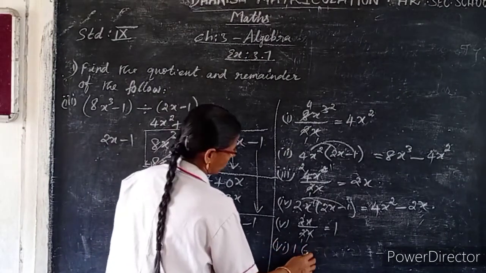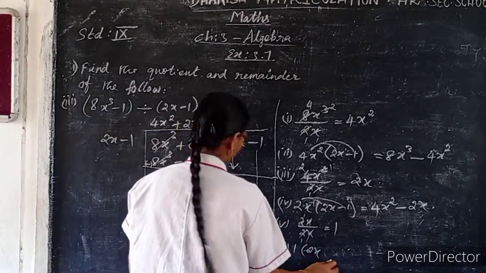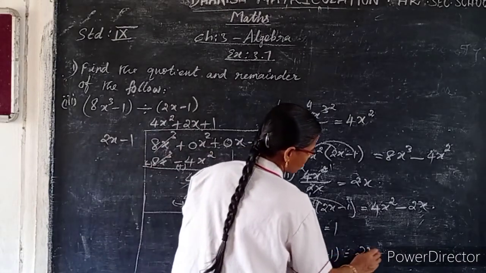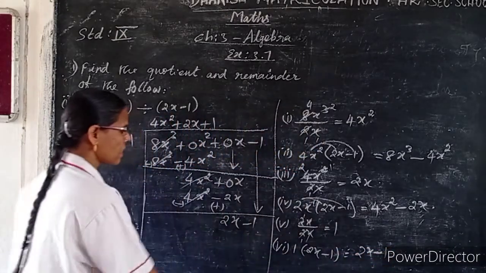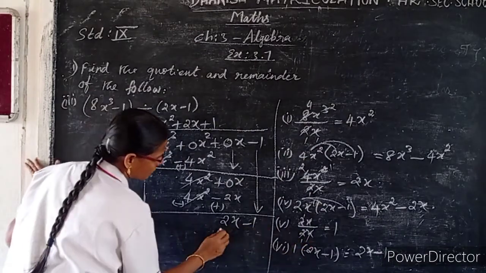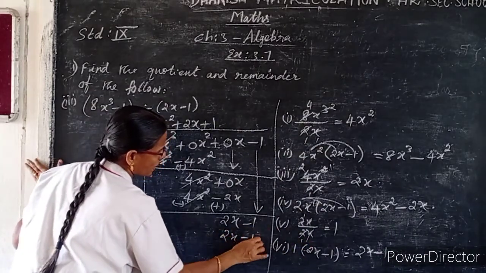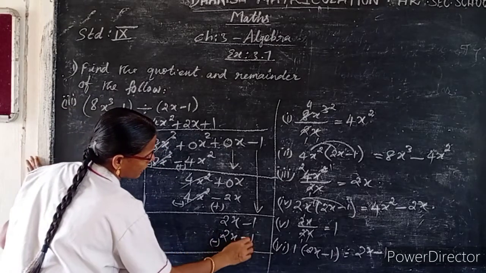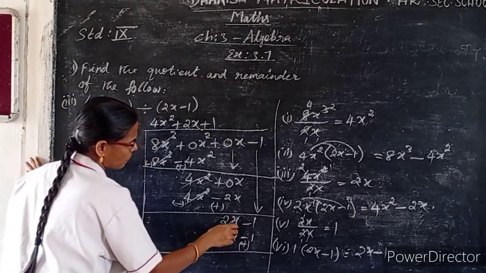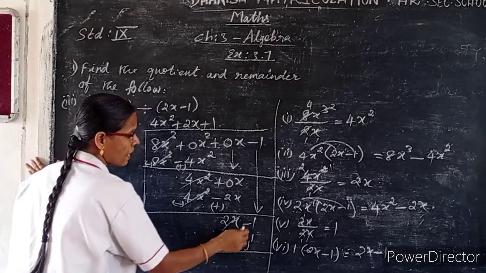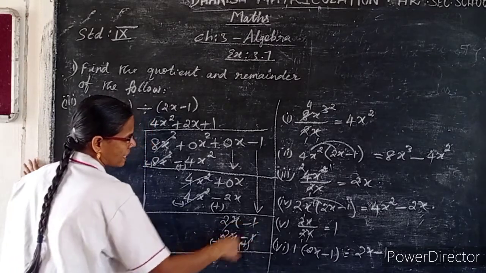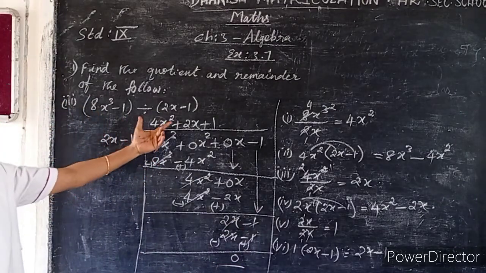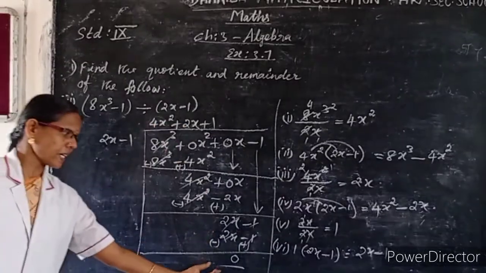1 into 2x minus 1. So 1 into anything, the same number only will come. So 2x minus 1 is the answer. Write the two terms here: 2x minus 1. Now change the sign. Here plus, so minus means plus. Now 2x minus 2x get cancelled. Minus 1 plus 1 get cancelled. So the answer is 0. Therefore, our quotient is this one. Remainder is 0.